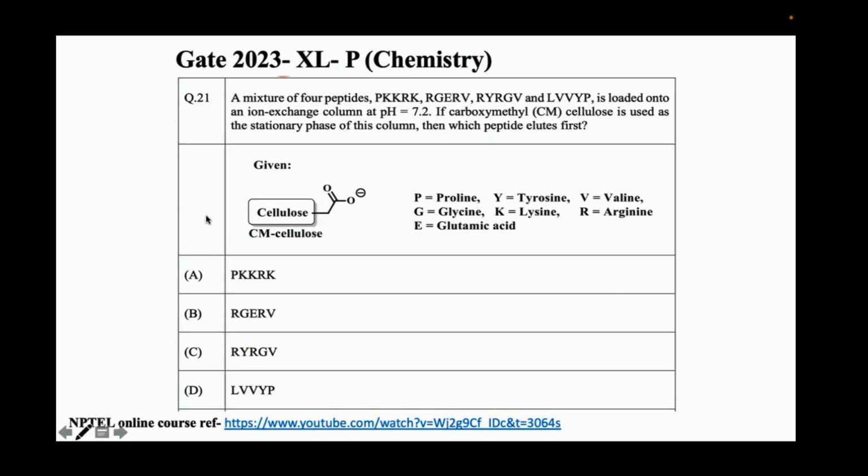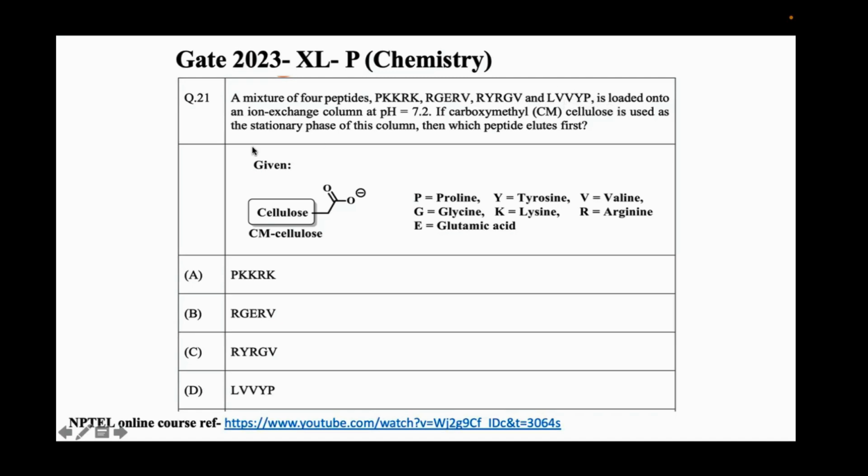The next question is question number 21 in the same section. A mixture of 4 peptides. These are the 4 different peptides, each consisting of 5 amino acids. The first one is proline, lysine, lysine, arginine, lysine. The second peptide consists of arginine, glycine, glutamic acid, arginine, valine. The third is arginine, tyrosine, arginine, glycine, and valine. Finally, the fourth peptide consists of leucine, valine, valine, tyrosine, and proline.